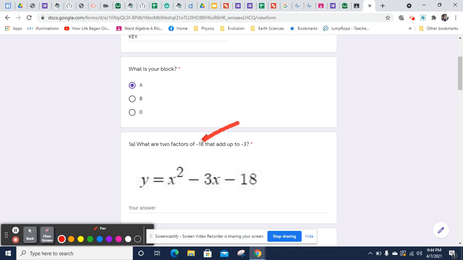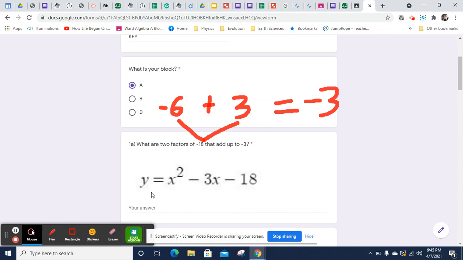Two factors of negative 18. Well, one's going to have to be positive, the other one is going to have to be negative, but 6 and 3 are definitely 3 apart. So if I wanted to add them together, negative 6 plus 3 does equal negative 3. Cool. So those two factors are negative 6 and 3.